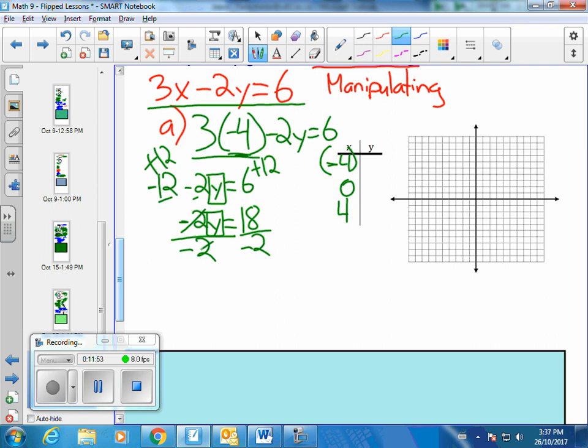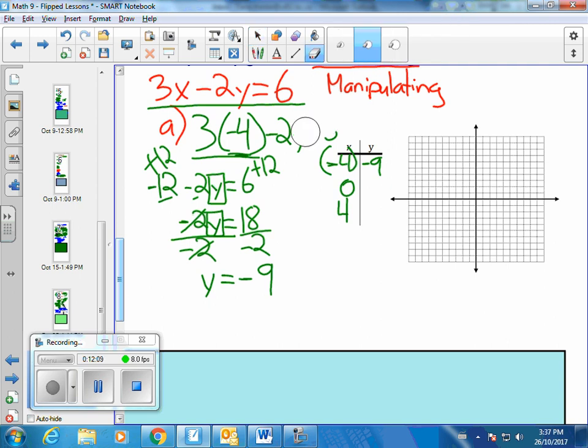As we talked about, those cancel. I get y equals -9. So I'm going to bring this back up to my xy table. When x is -4, y is -9. And now I'm going to start the whole process again, but with 0 in place of the x.